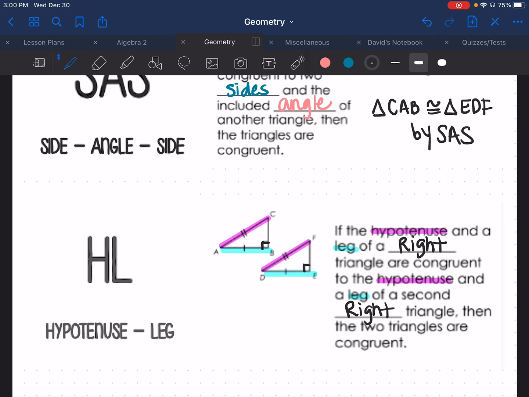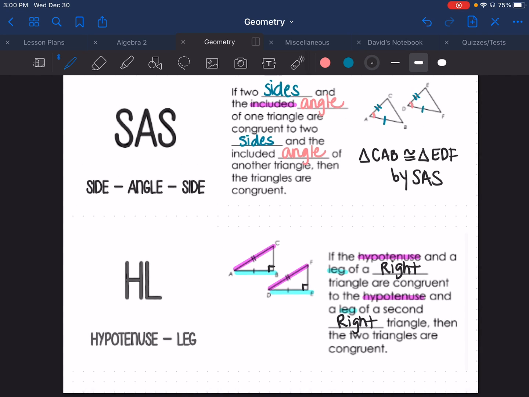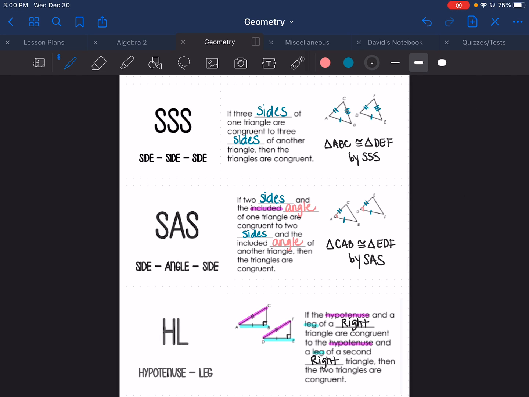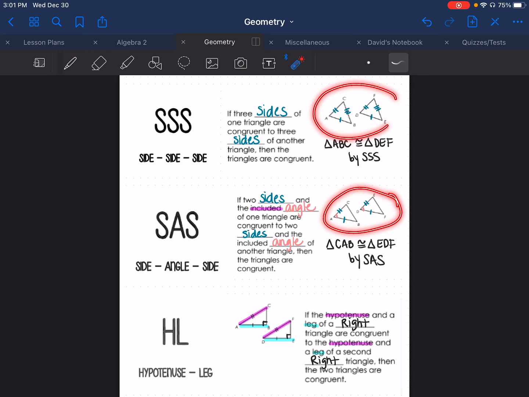Okay, so those are our first three shortcuts. Let me go ahead and zoom out a little bit so that you can see all of them. Side, side, side; side, angle, side; and HL. Remember, HL, once again, is a special one only for right triangles. You cannot use it on an acute triangle like we see in these two pictures. You cannot use HL there.